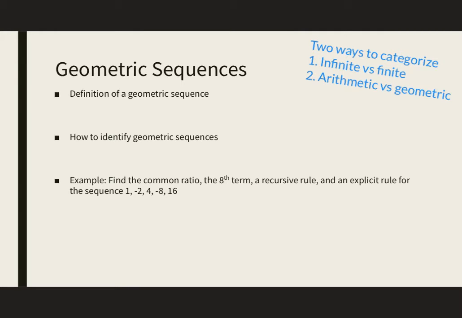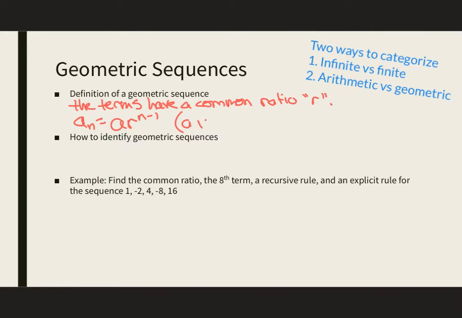So what is the definition of a geometric sequence? Well, it's just a list of numbers, a sequence, in which the terms have a common ratio, and we call that r. The official formula for a geometric sequence goes something like this. a sub n is equal to a, which is the first term, times r to the n minus 1. So a is the first term.